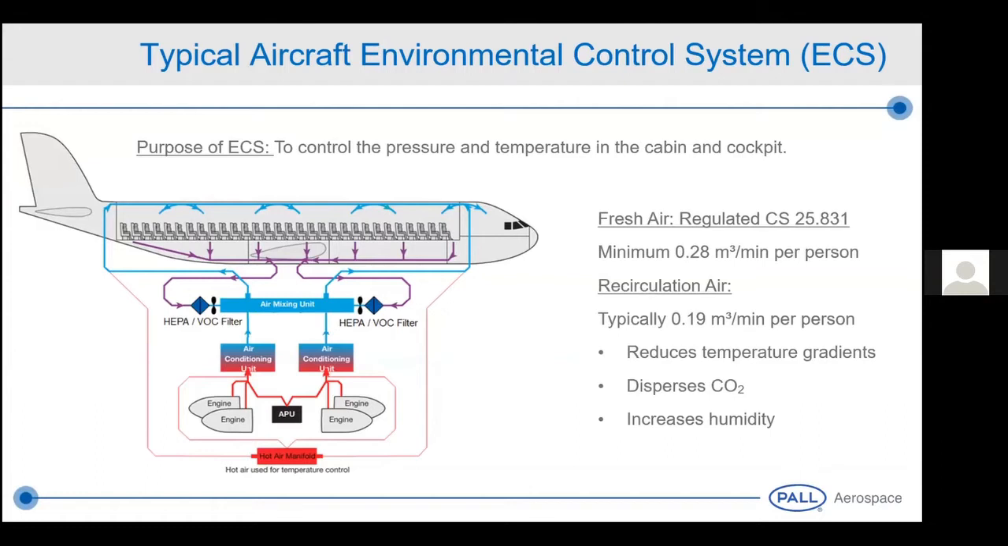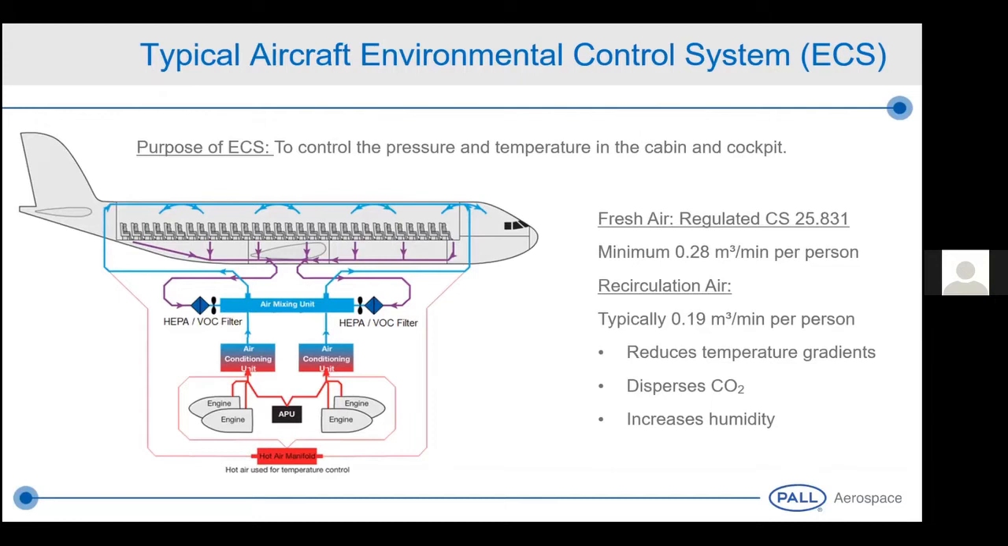From the mixing unit, the air passes through the cabin once before it reaches the HEPA and VOC filter, which we call the recirculation line. 50% of the air is recirculated and passed through these filters and into the mixing unit, and 50% is dumped overboard. Now, there are a lot of regulations regarding the fresh air and the ECS. The main purpose of the recirculation air is to regulate the temperature and pressure in the cabin, also to disperse carbon dioxide and increase humidity.